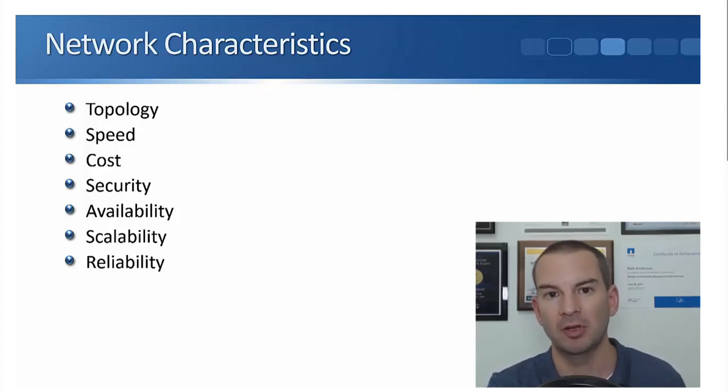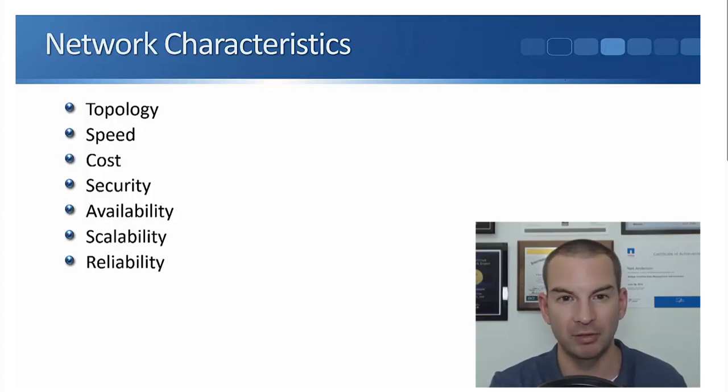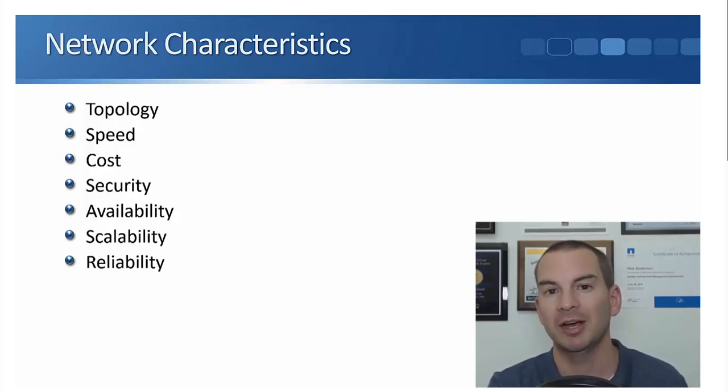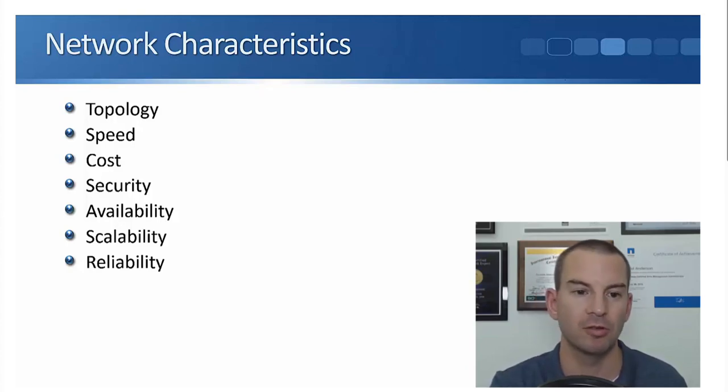Things that will affect the cost are the type of devices you have in there, the size of the network, the different technologies you're using, etc. Other characteristics are security. I mentioned the firewall in the previous slide. We're not going to just have security on our firewall though. We'll also have security features on our routers and on our switches, and we can have other security devices such as intrusion prevention systems as well.